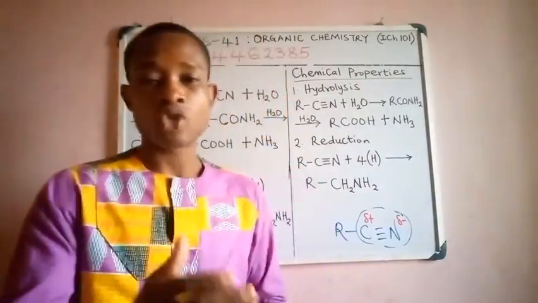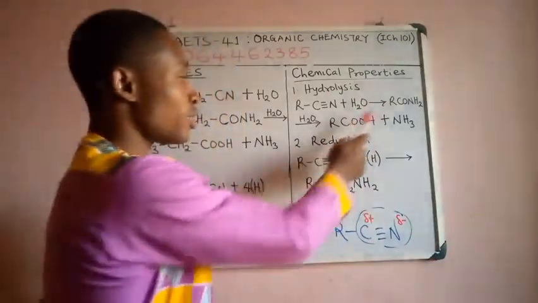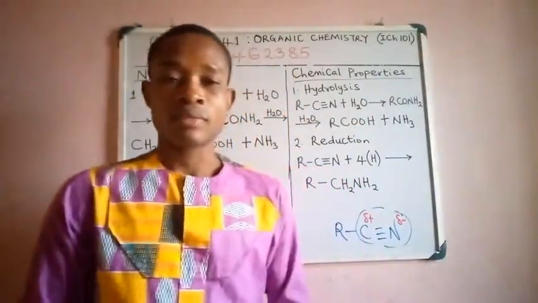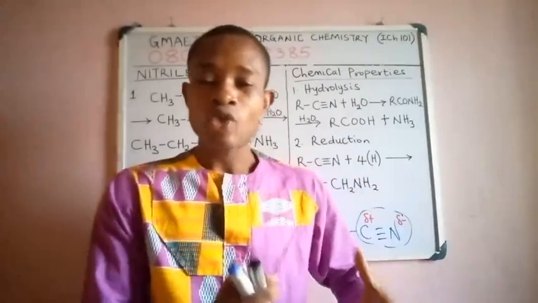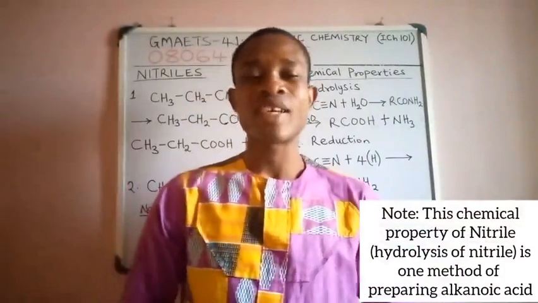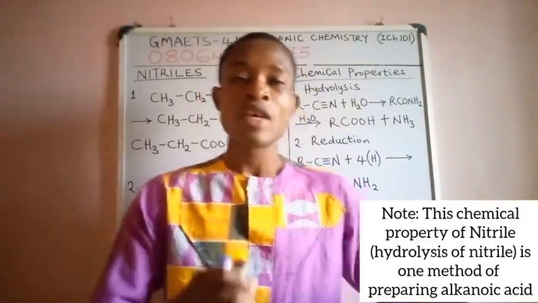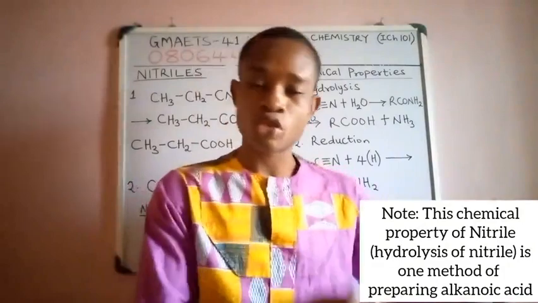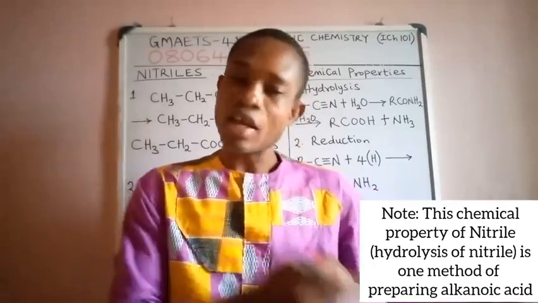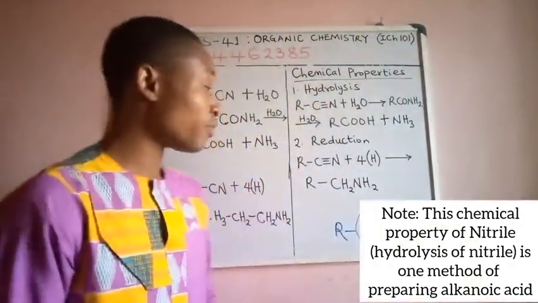When nitriles undergo hydrolysis, first of all, they produce an intermediate compound, that is acid amide. You can see that. Then further hydrolysis will give alkanoic acid. So in general, when nitriles undergo acid hydrolysis, we expect the corresponding alkanoic acid, which means if you hydrolyze ethanonitrile, you expect to get ethanoic acid. If you hydrolyze butanonitrile, you expect to get butanoic acid. Of course, during the reaction, ammonia will be given off as a gas.